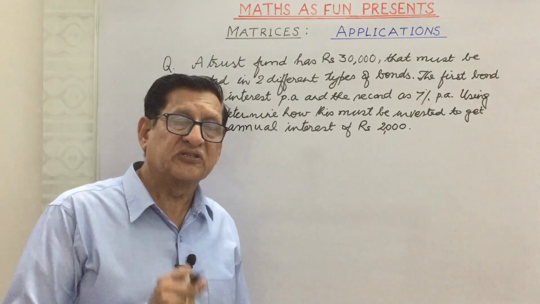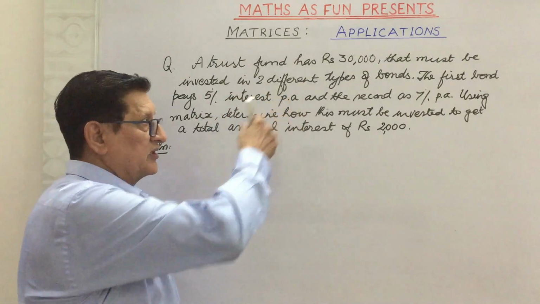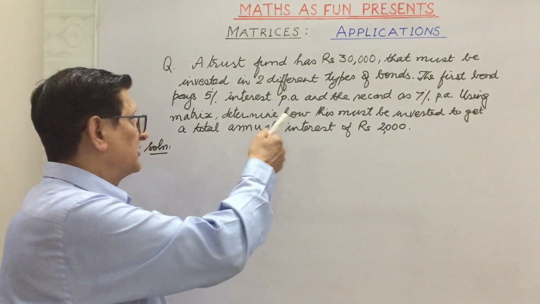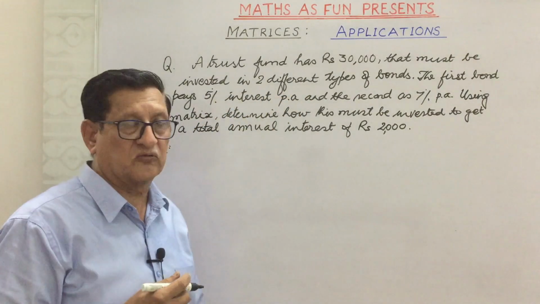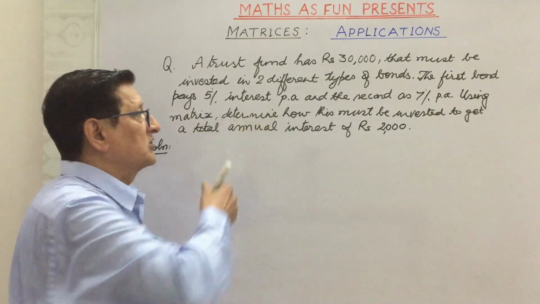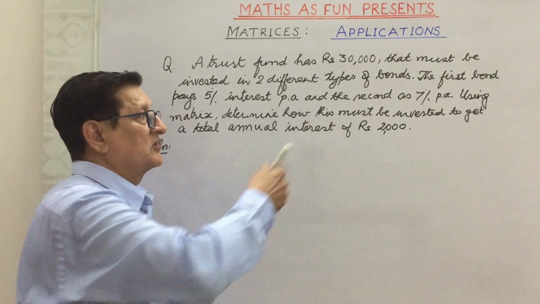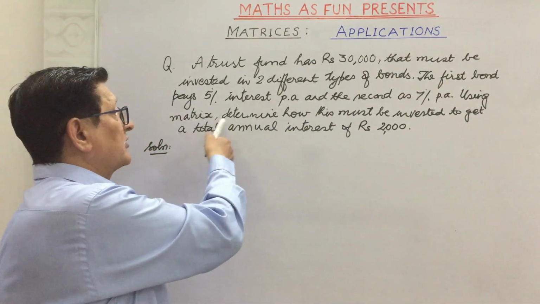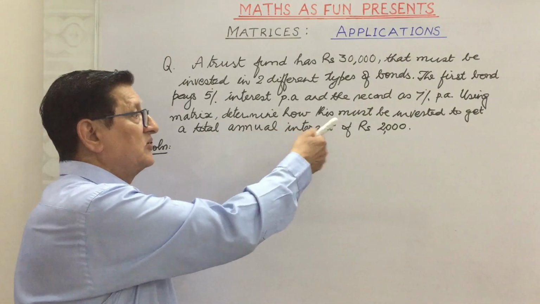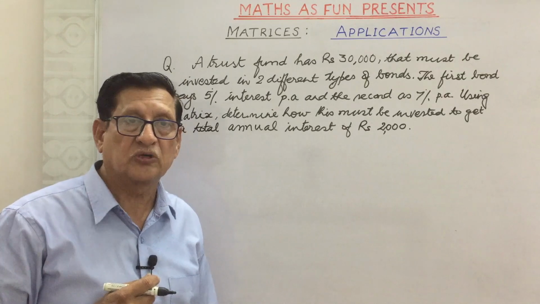The next problem is a word problem, which is: a trust fund has rupees 30,000 that must be invested in two different types of bonds. The first bond pays 5% interest per annum and the second pays 7% per annum. Using matrix, determine how this must be invested to get a total annual interest of rupees 2,000.